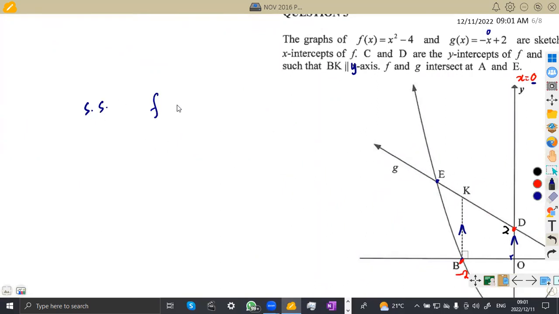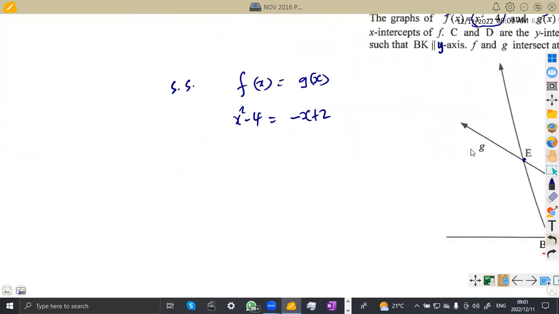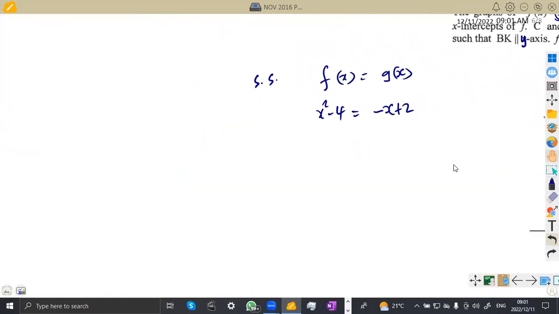The f of x is equivalent to g of x. That's at the point of intersection. So your f of x here, y is equal to this, y is equal to this. So these two are equal. X squared minus 4 will be equal to minus x plus 2. So you have formulated an equation that you're supposed to solve. All right, so what type of equation is this? That's a quadratic.